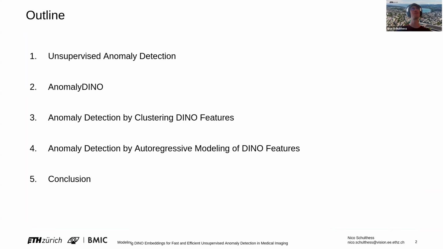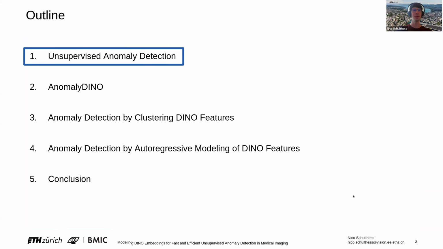Regarding the topic, first of all, I wanted to tell what actually unsupervised anomaly detection is and why we should even care about it. And then I will go through three different papers, one previous work and two from our lab. And then finally, I will have some final remarks in the conclusion.